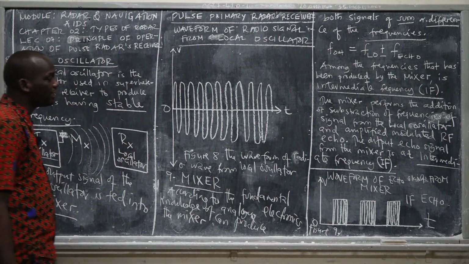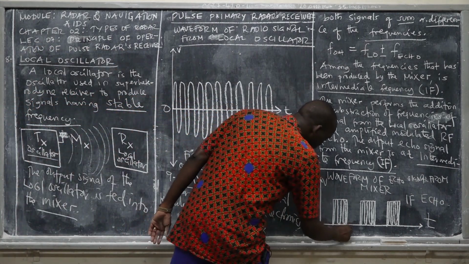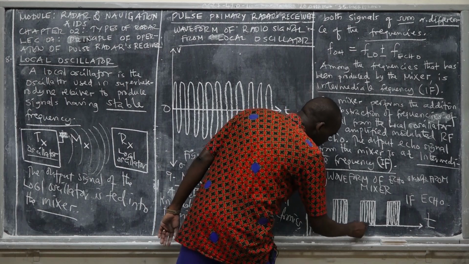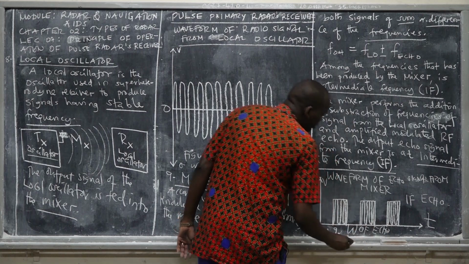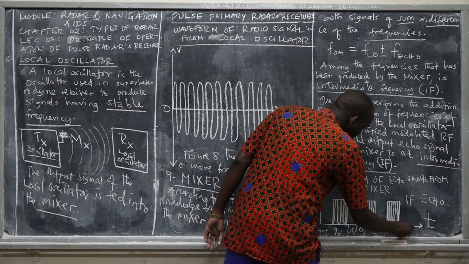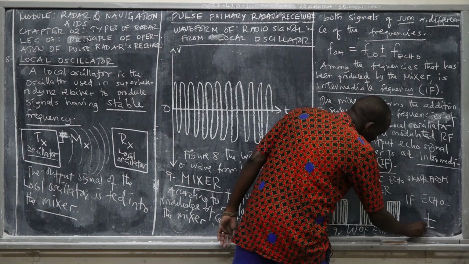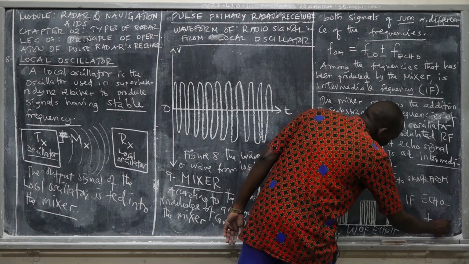Figure 9. So figure 9 is the waveform of the echo intermediate frequency signal from the mixer.